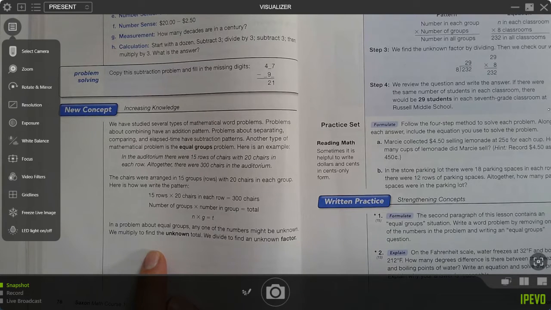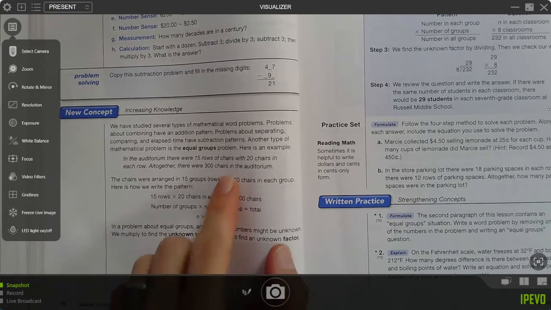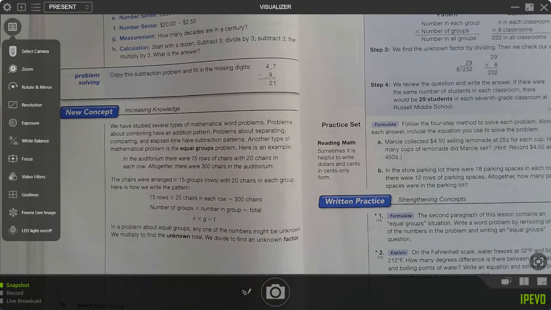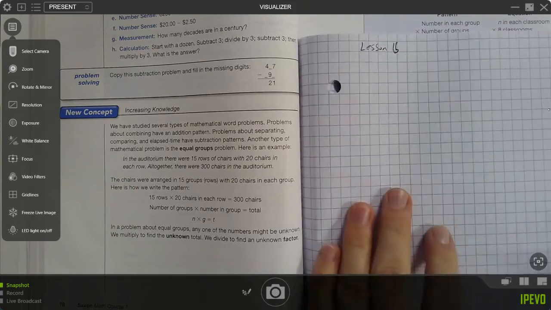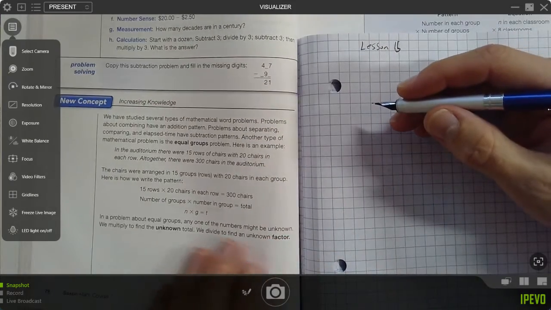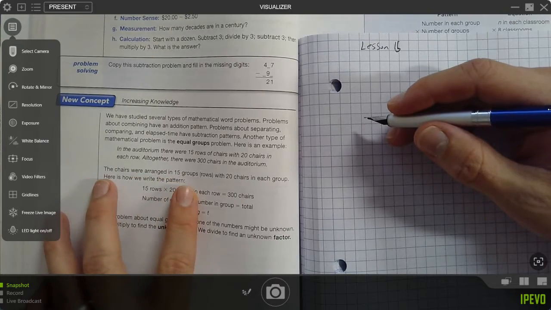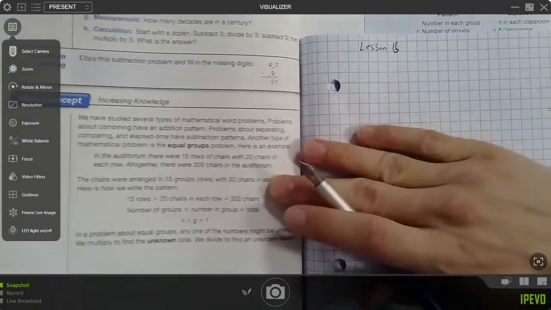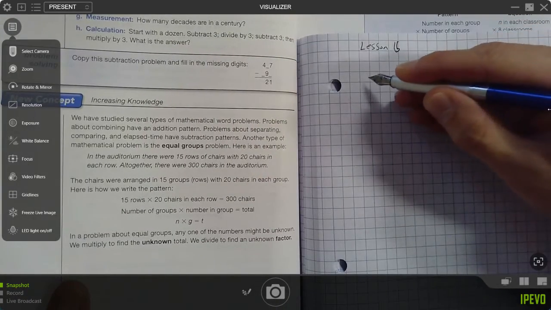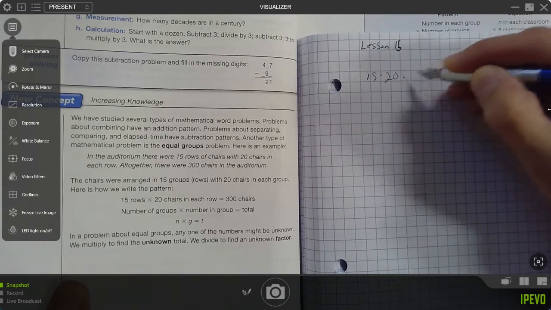If not, all you're doing is 15 rows of chairs, 20 chairs together, altogether 300 chairs in the auditorium. Okay. So essentially, we're given a multiplication fact in this. What they want you to be able to do is recognize the multiplication fact, and this is how they talk about the equal groups, right? There's 15 groups. Each group has 20 chairs, okay? So then how many chairs are there? But essentially we're given 15 times 20 equals 300.